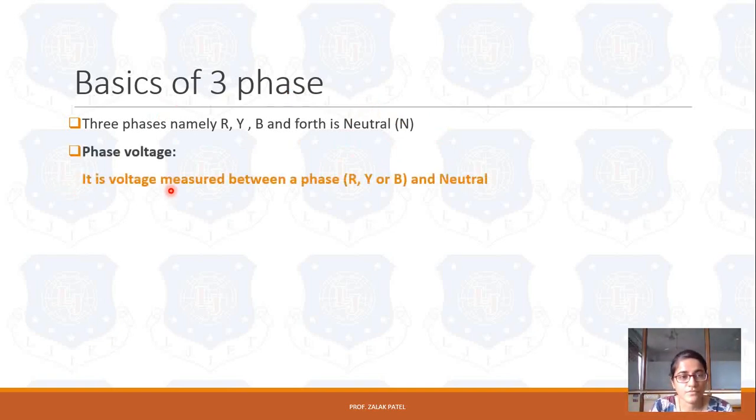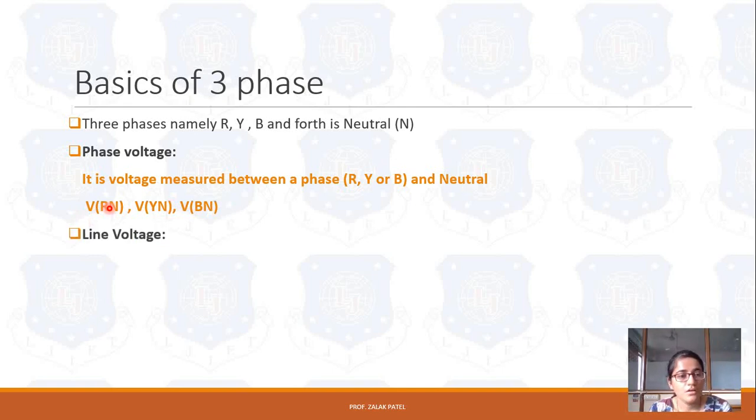Phase voltage is the voltage measured between a phase and neutral. I already said that it is a voltage between phase and neutral, meaning VRN, VYN or VBN. If one phase is combined with neutral, then it is a voltage between the phase and neutral, so it is called a phase voltage. It is denoted like this. You can also write it as capital V with subscript, that particular VRN or VYN. Here YN, RN and BN should be in lower subscript.